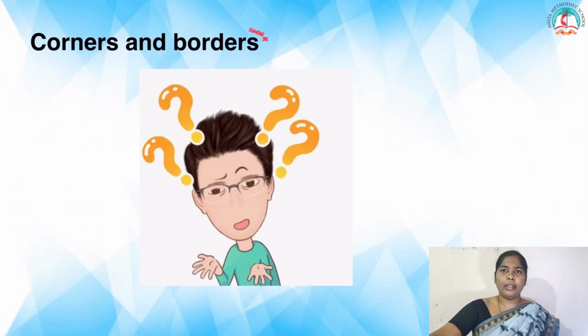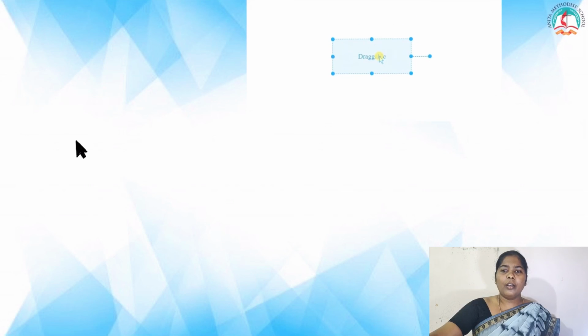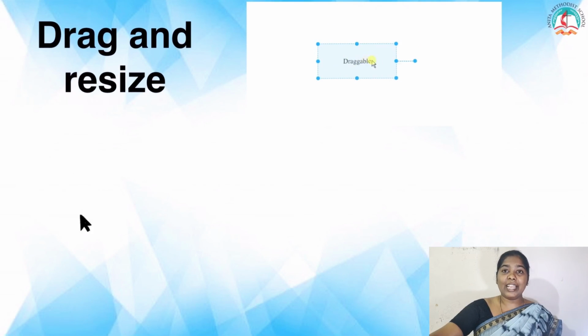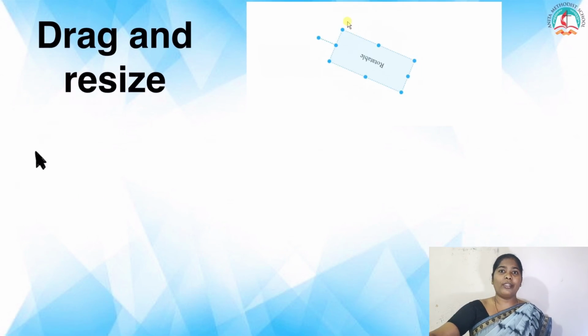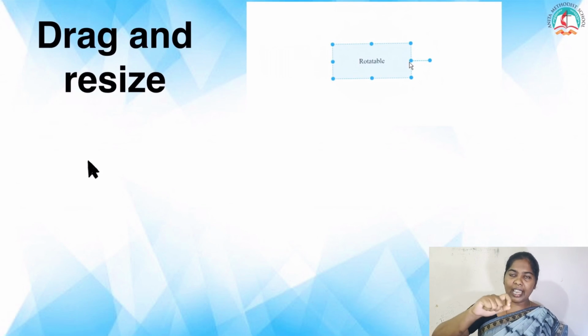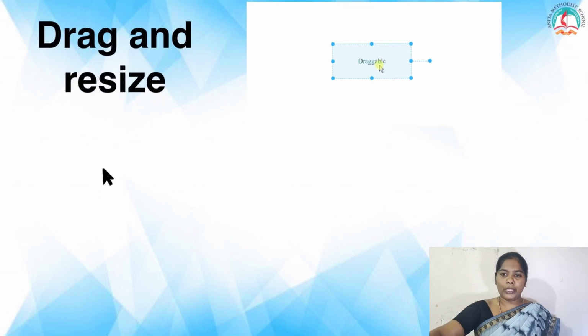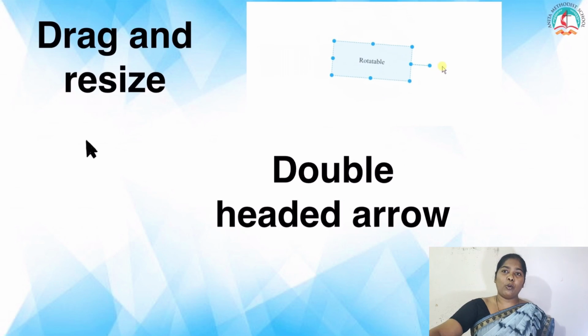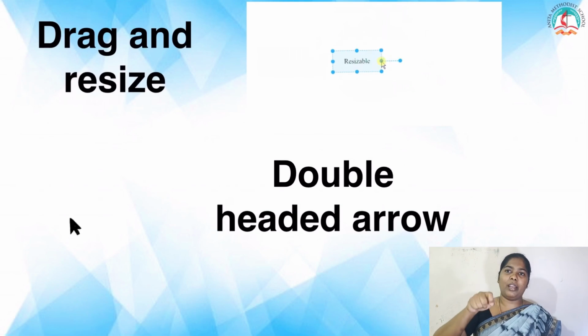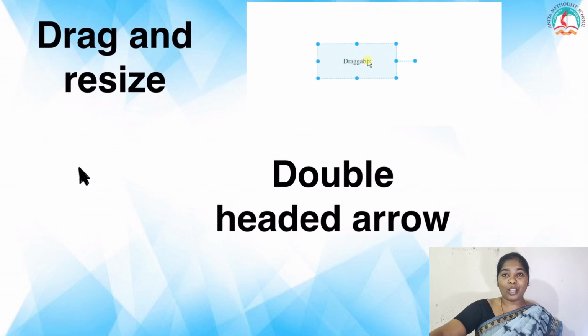Why corners and borders in a window? Drag and resize. If I want to drag or resize, I can click on those particular corners and I will be able to work with them. Also, when you look at this, what is happening? A double-headed arrow. When I see the double-headed arrow, then I should click and drag it. So for these functions, we have corners and borders in the window.